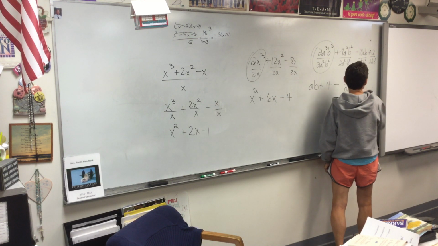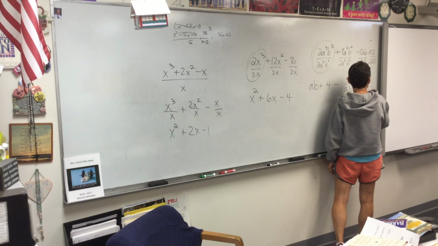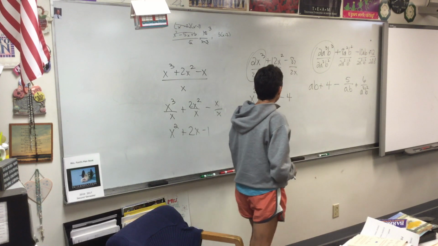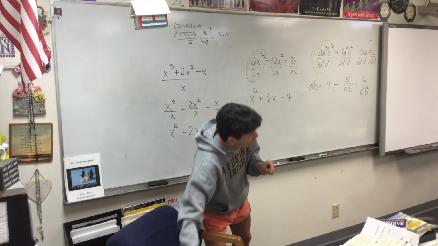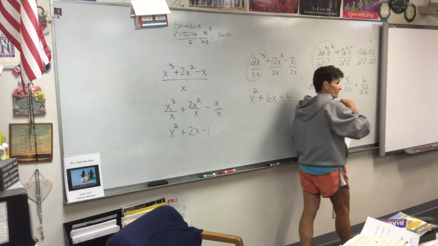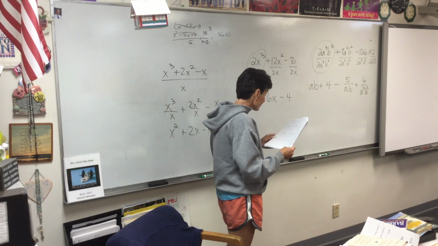And then finally, what's the last one? 6 over a squared b squared. If you only have one term in the bottom, you're only dividing by one term, this is the best strategy. Do each term individually in the numerator.